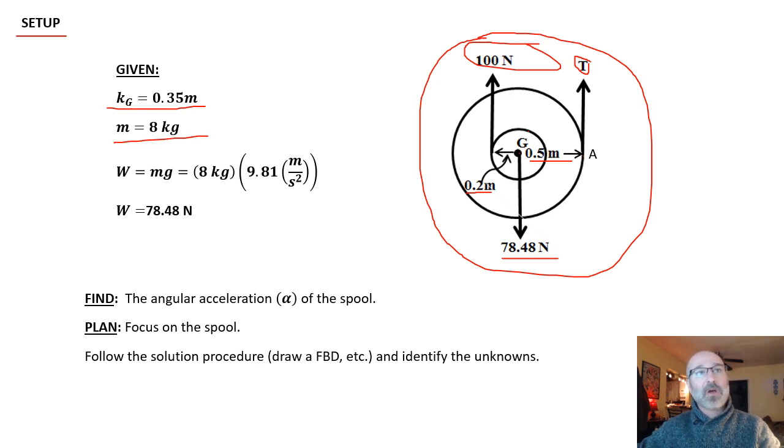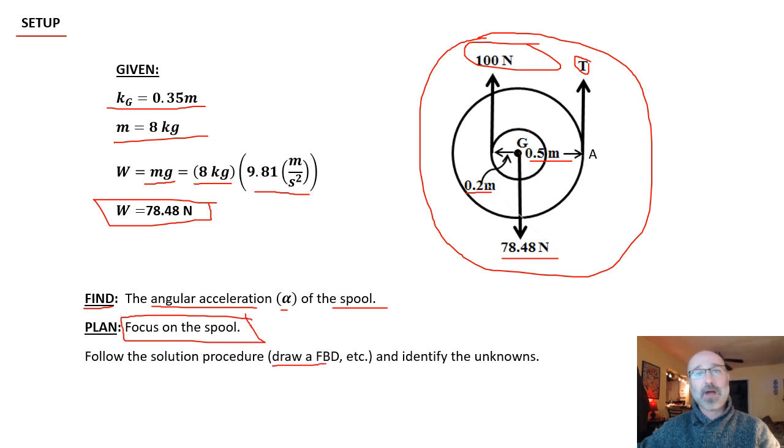My mass of the spool is equal to 8 kilograms. My weight is equal to mass times acceleration due to gravity, or 8 kilograms times 9.81 meters per second squared. When I do that calculation, I'm going to do it right on my setup page so I have it readily available to reference back to: my weight is 78.48 newtons. Now, what are they asking me to look for? I write down here, they want me to find my angular acceleration, or my alpha, of the spool. I'm going to focus on the spool as I begin my solution, and go through my whole procedure with the free body diagram, equations of motion, and figure out what my unknowns are.